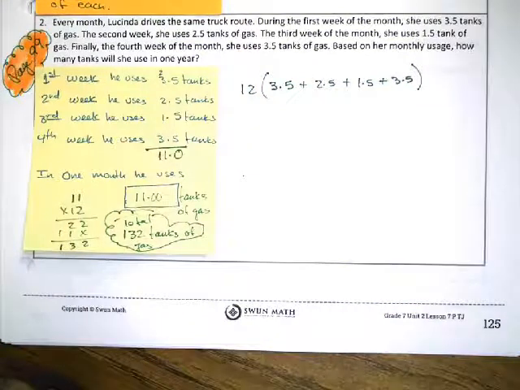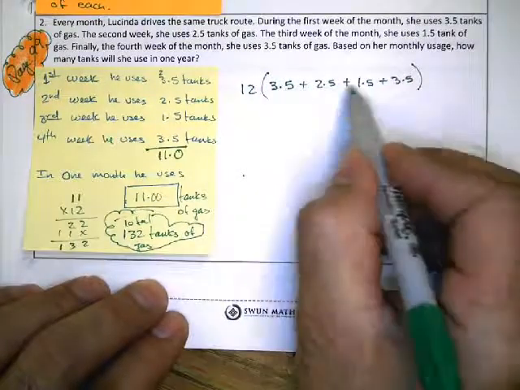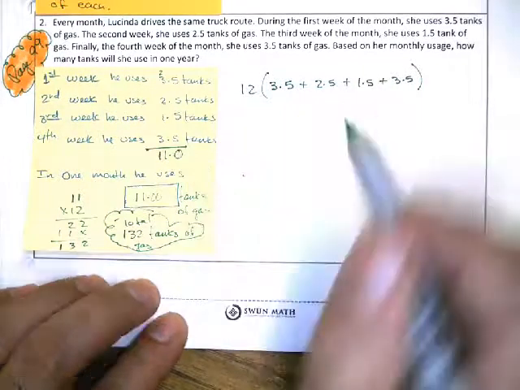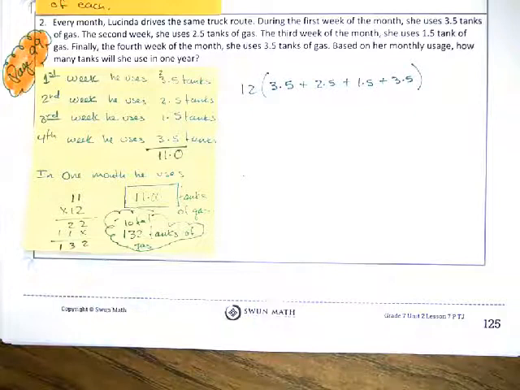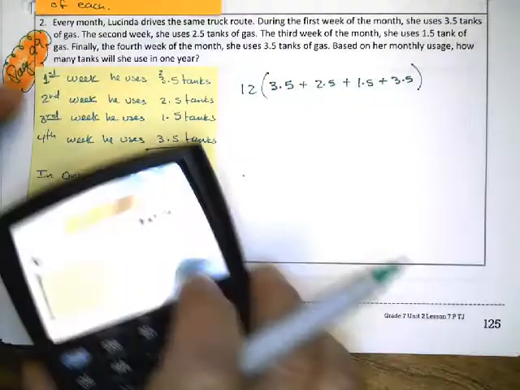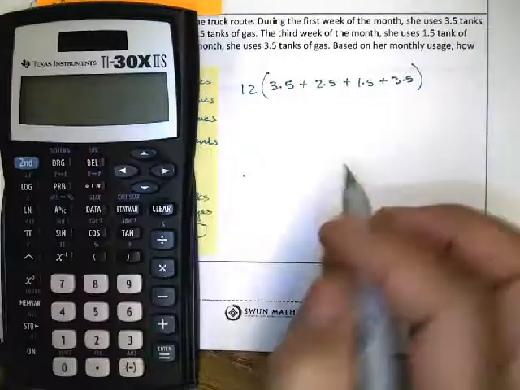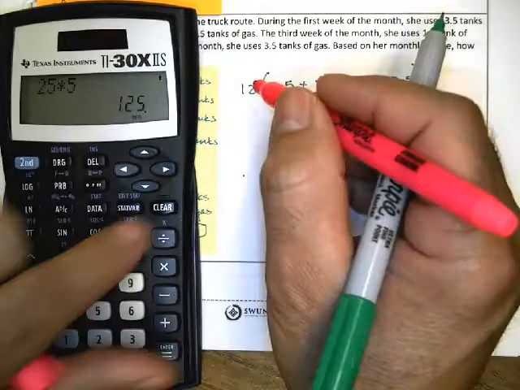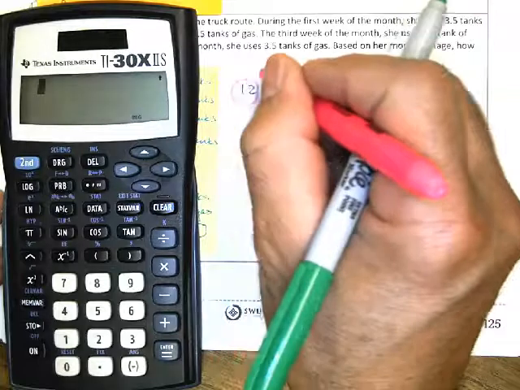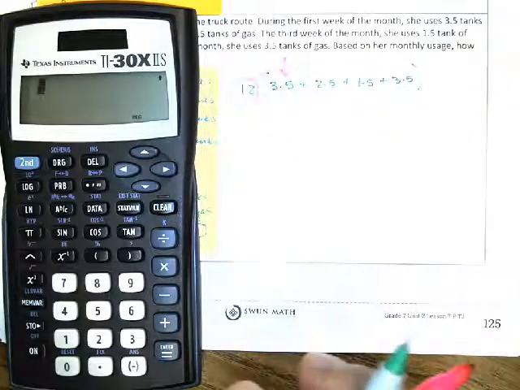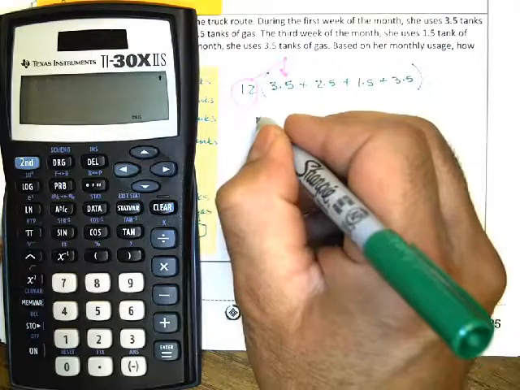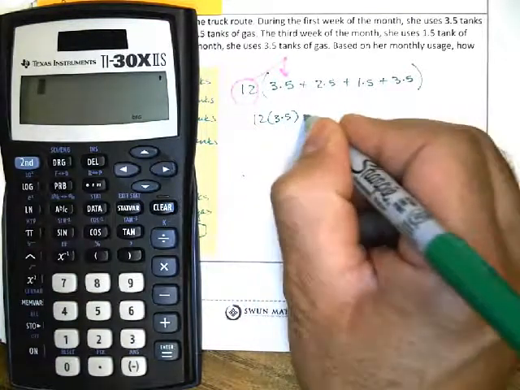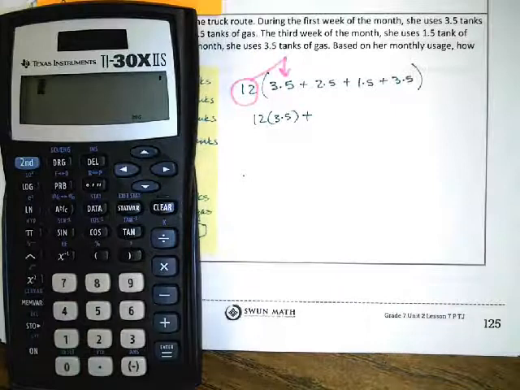So I have two choices. I can either add all my numbers and multiply times 12, which is the same thing that I did over here, or I can just practice using the distributive property. And to use the distributive property, I'm going to use my calculator for speed. I'm going to model the distributive property here by doing this. I'm going to grab the 12 and I'm going to multiply times 3.5.